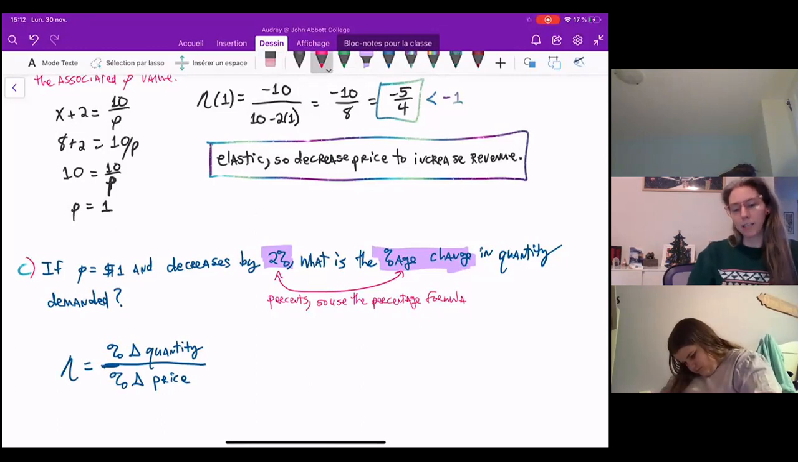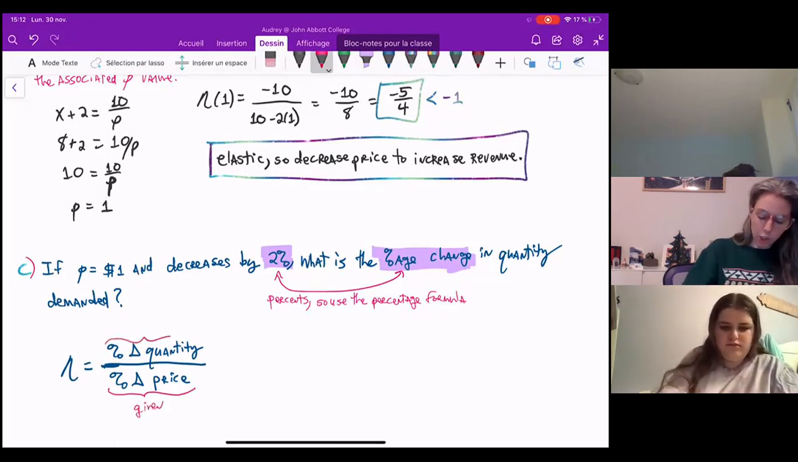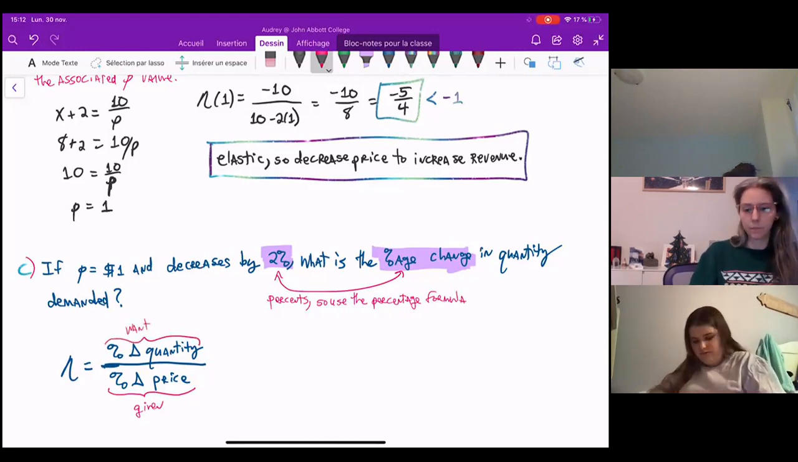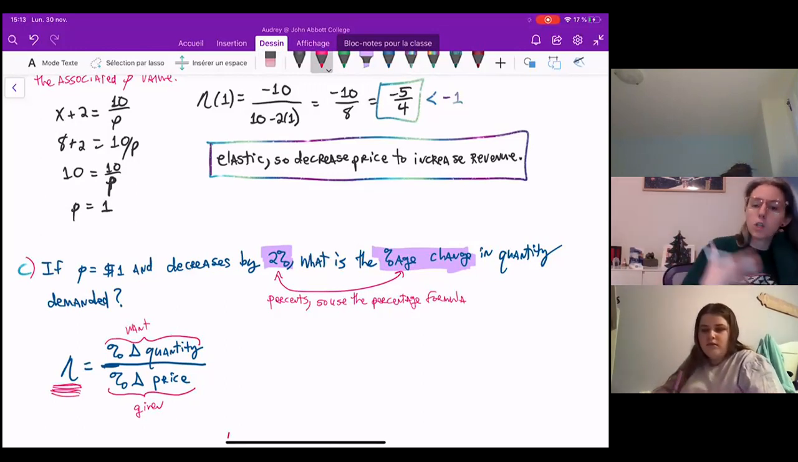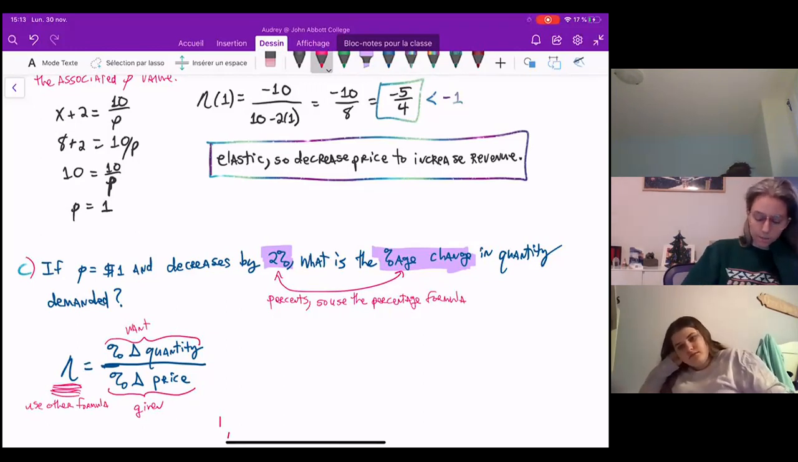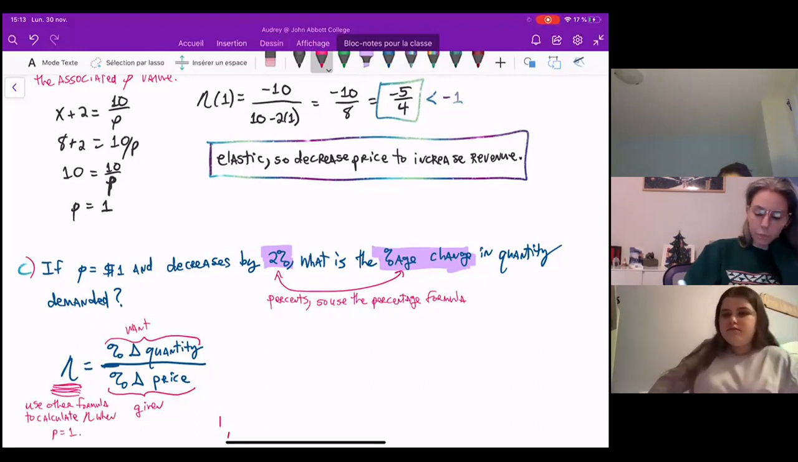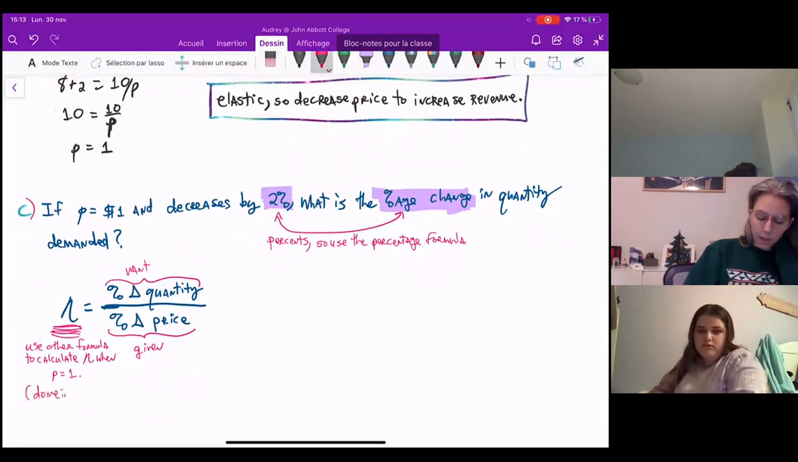Do I know what the percent change in price is? I'm given that. So this is given. This percent change in quantity, this is what I want. But this eta right here, I want to know what happens if I move away from P is equal to $1, which means that I need eta when P is equal to 1. So I use my other formula to calculate eta when P equals 1. So with these questions, it's always a combination of the two formulas. Except also, I already did that. This right here was done in B.